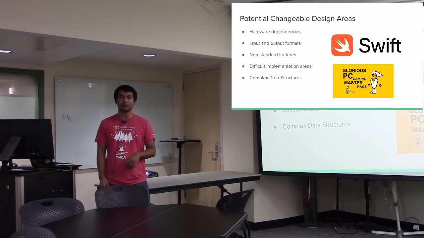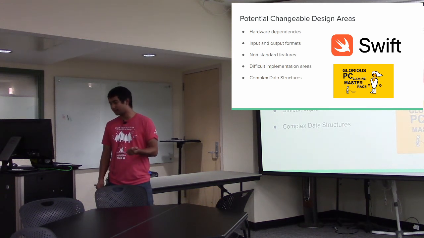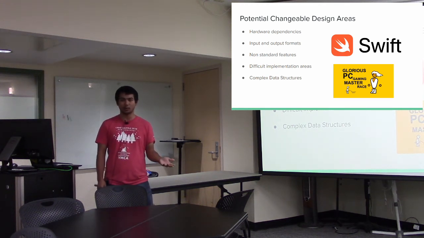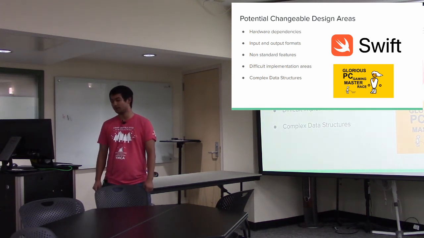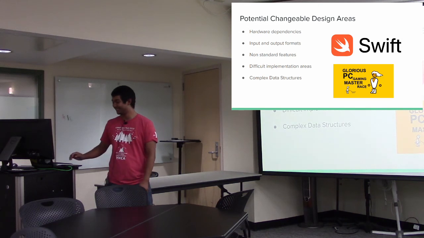Hardware dependencies are one of the things that are potential changeable design areas. So for example, with Apple, Swift has a hardware dependency because you would only use it for Apple products. Or let's say there was a game that was only playable on PC, but you couldn't play it on a Mac or console. I had to say that.